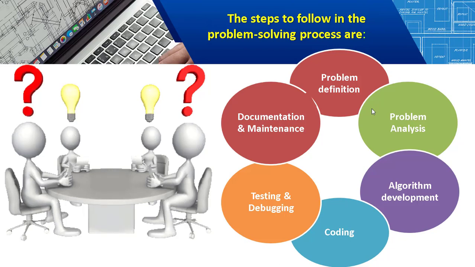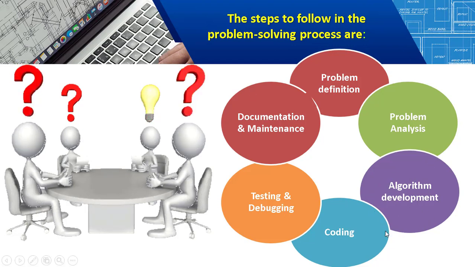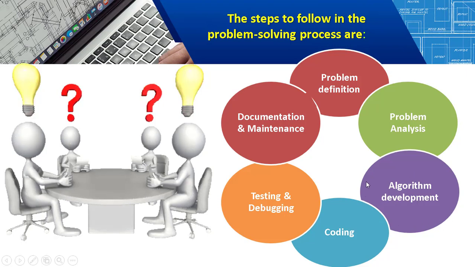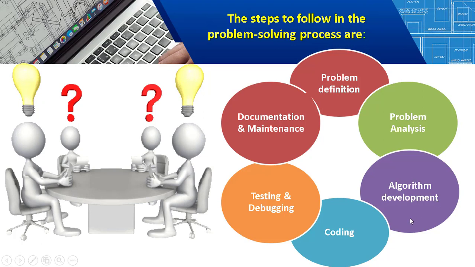And then design of the solution using algorithm and flowchart. In that we have studied the algorithm development and the flowchart. We draw the flowchart based on the algorithm. Algorithm is a step-by-step procedure in order to solve the problem. And flowchart is a diagrammatic representation of the algorithm we studied.